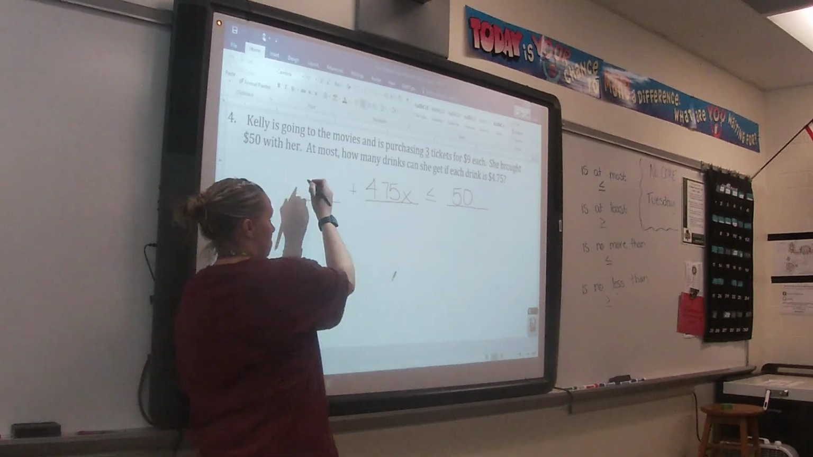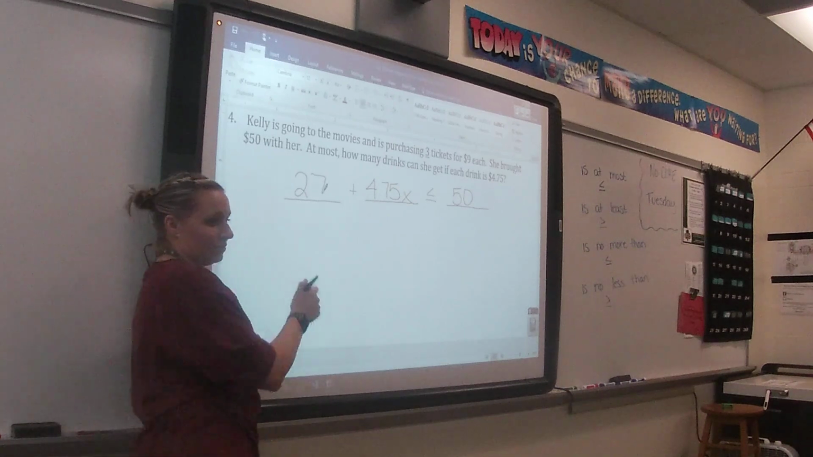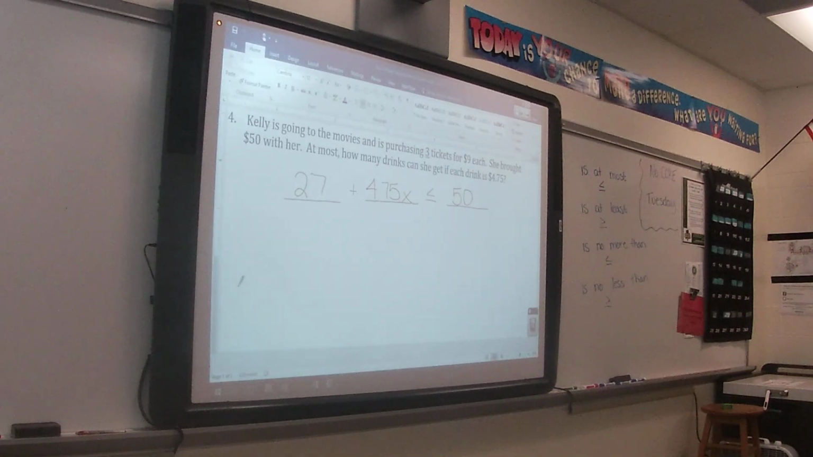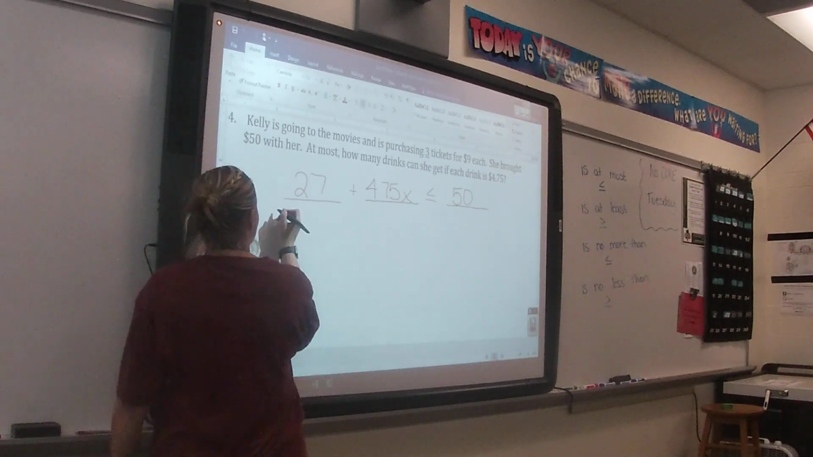So if it's 3 tickets for 9 each, how much does that cost? Oh, wait, how do you get 27 again? You bought 3 tickets and they're $9 each. Oh. So the first ticket is 9, 2 tickets is 18, 3 tickets is 27. Do we see where that 27 came from? Yep. And then that's something we can solve? I know each time we add something, I'm adding a few more pieces.